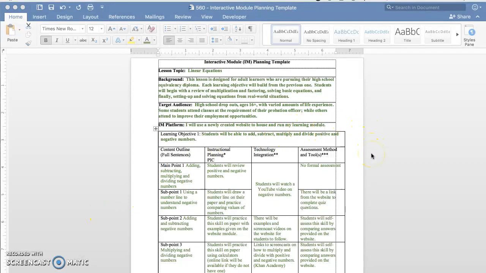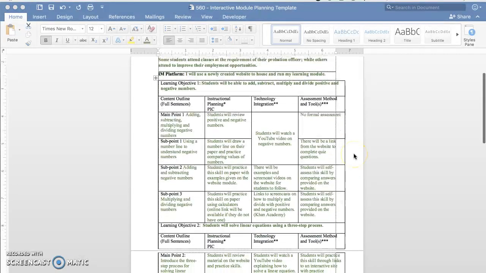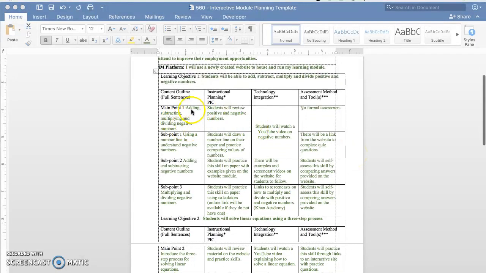My first learning objective is that students will be able to add, subtract, multiply, and divide positive and negative numbers. It seems that negative numbers are a bit of a challenge for this group, so I thought this was a good starting point for the topic. My main point is adding, subtracting, multiplying, and dividing negative numbers.